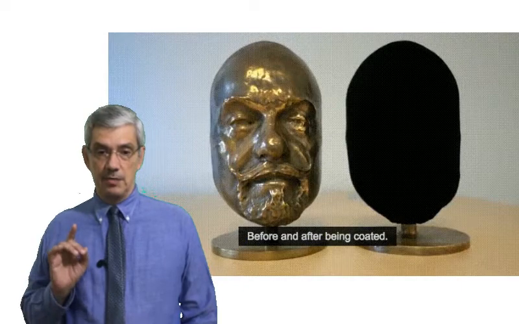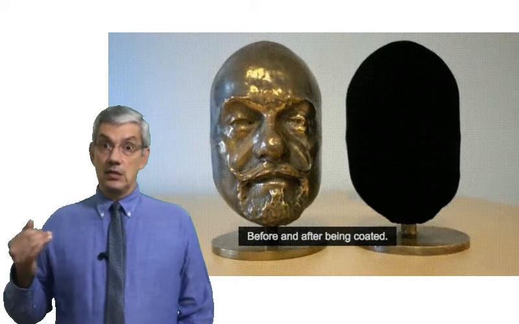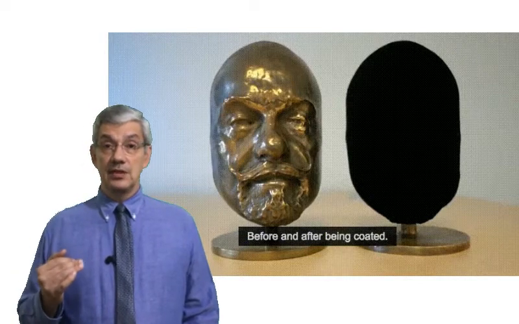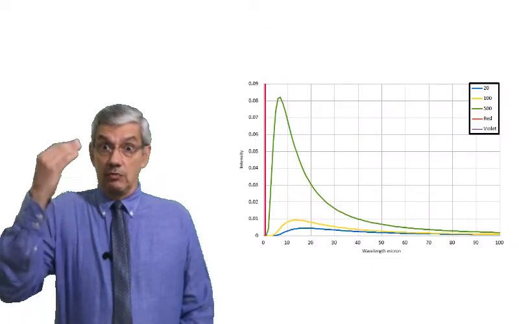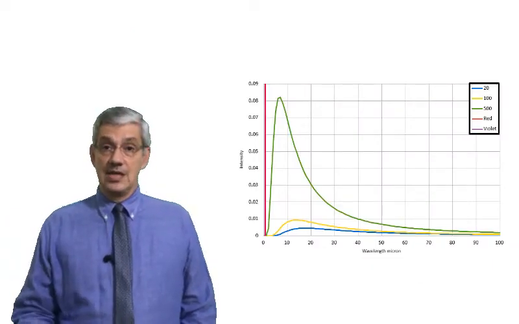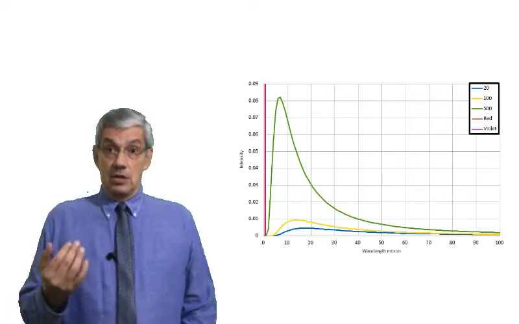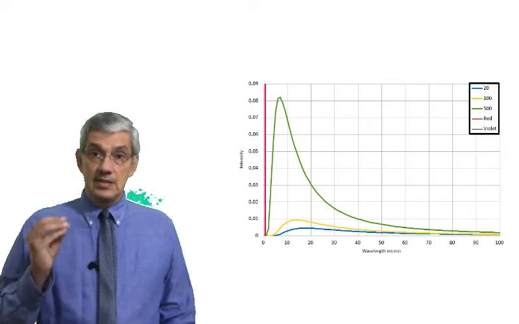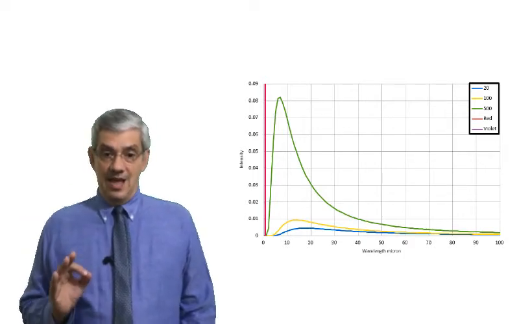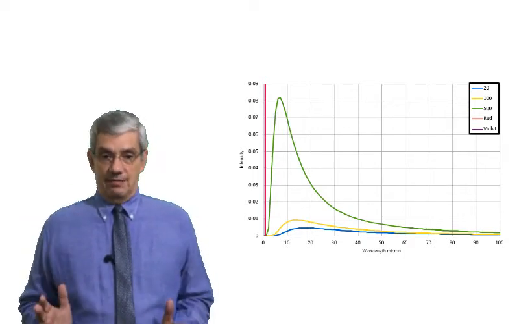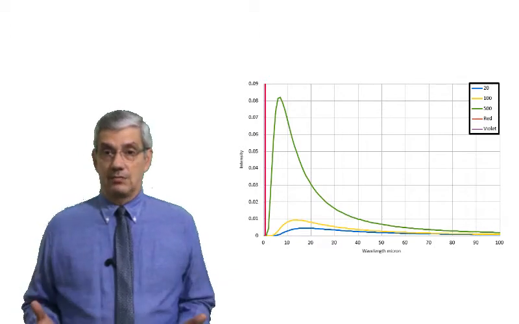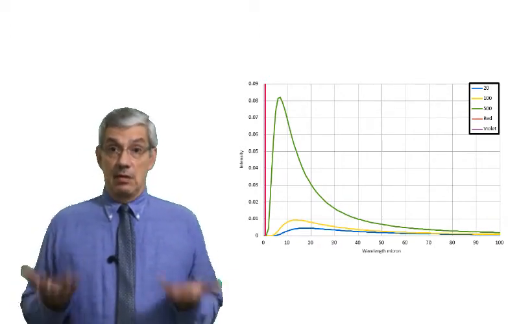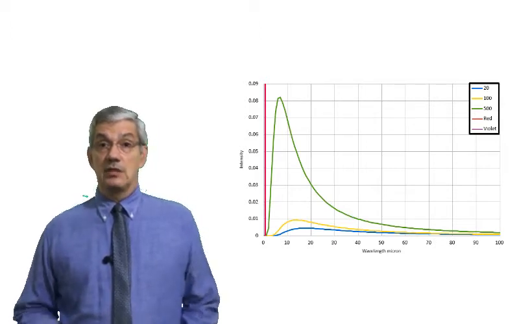But this is a black body when it is cold. What happens when the black body is not cold, when it is hot? A black body, when it's hot, shines. But this is the tricky thing. How does it shine? Which color? Which wavelength does it emit when it shines?